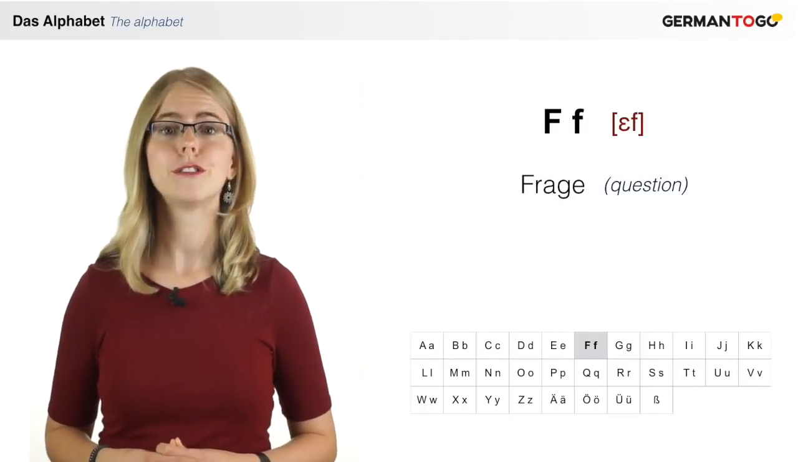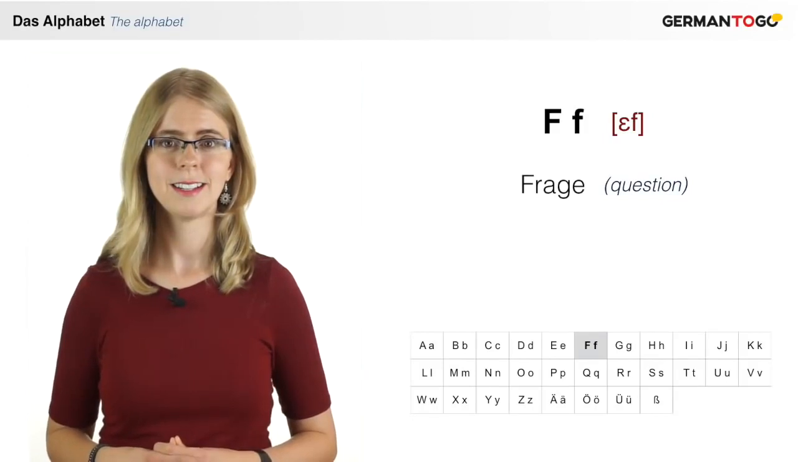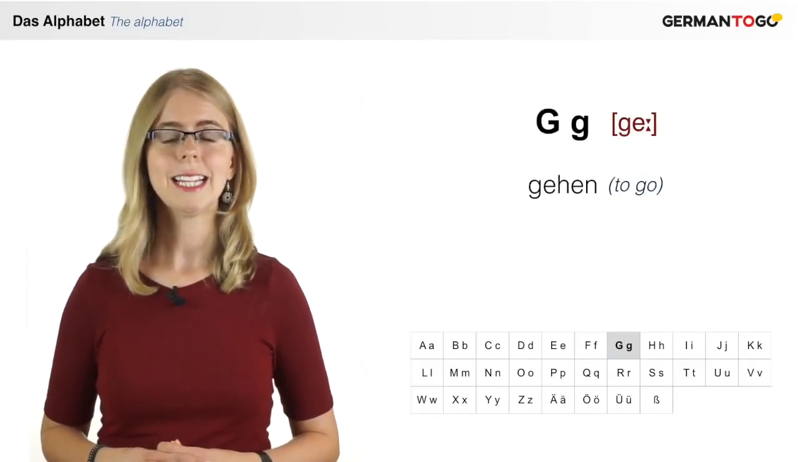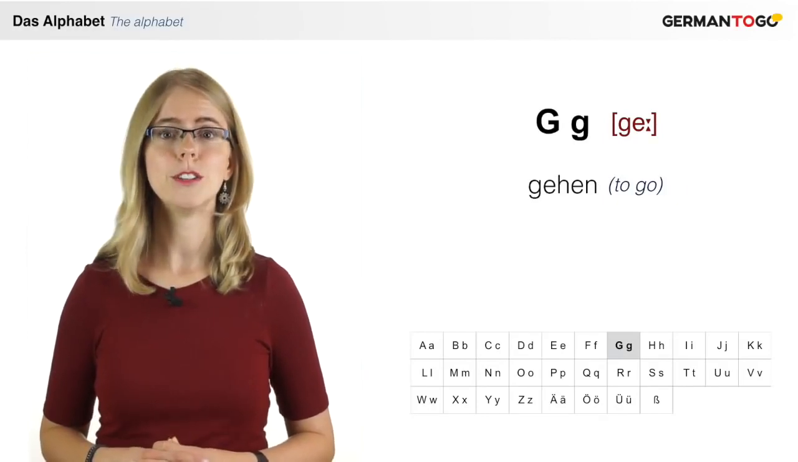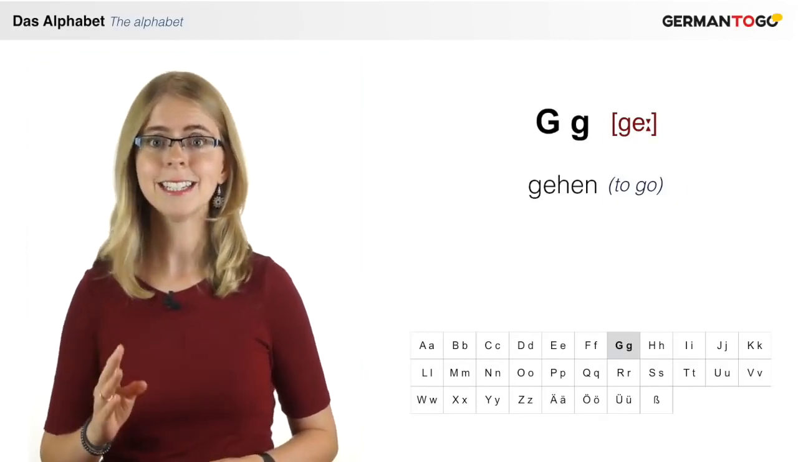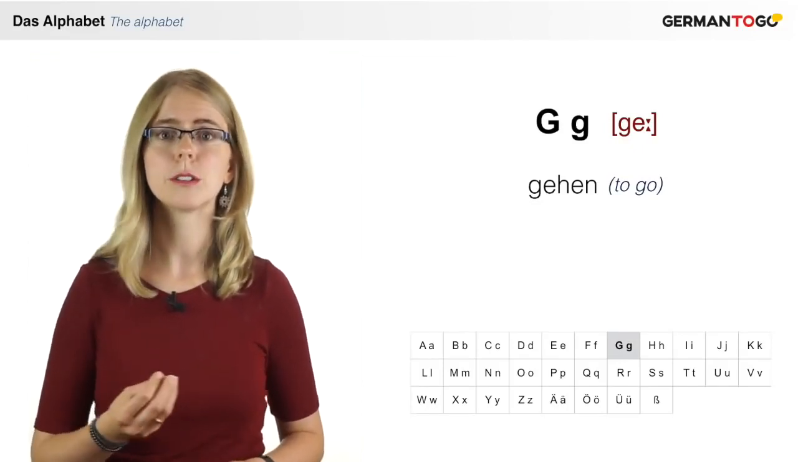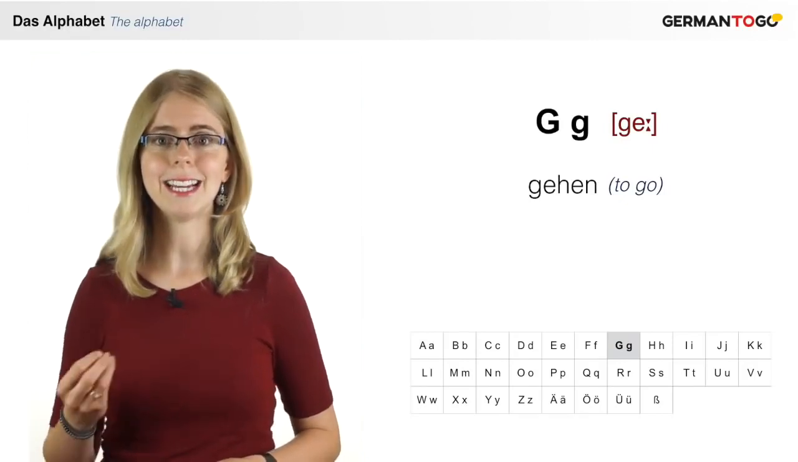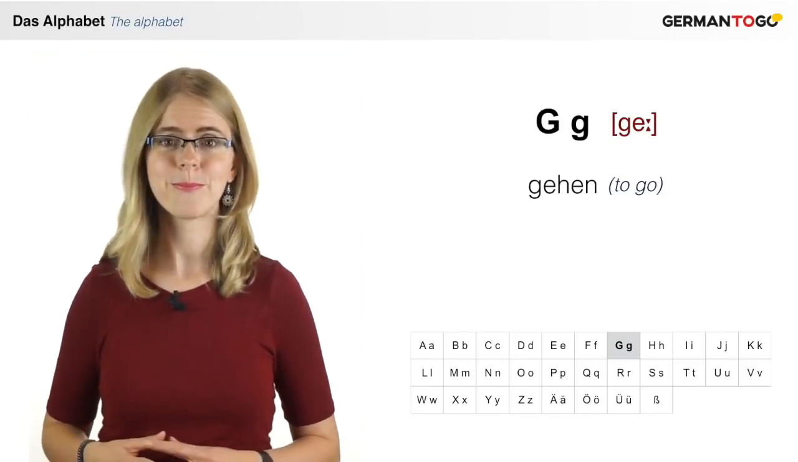F, Frage. G, gehen. When you have an H after a vowel, as here in gehen, the H itself is not pronounced. It just makes the vowel sound a bit longer. Gehen. So, gehen.